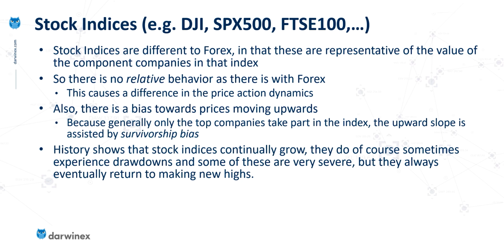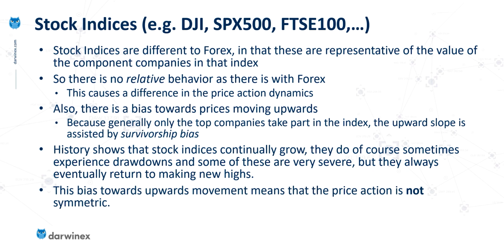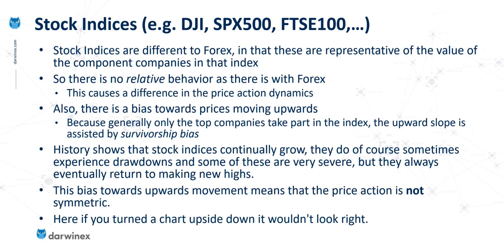Now, history shows, of course, that stock indices continually grow, and they do sometimes experience drawdowns, and when they do, this can be extremely severe, so think of 2008. But they do always eventually return to making new highs, and it's this upwards bias that's always there with stock indices that means the price action is not symmetric. So here, if you turned a chart upside down, it wouldn't look quite right.